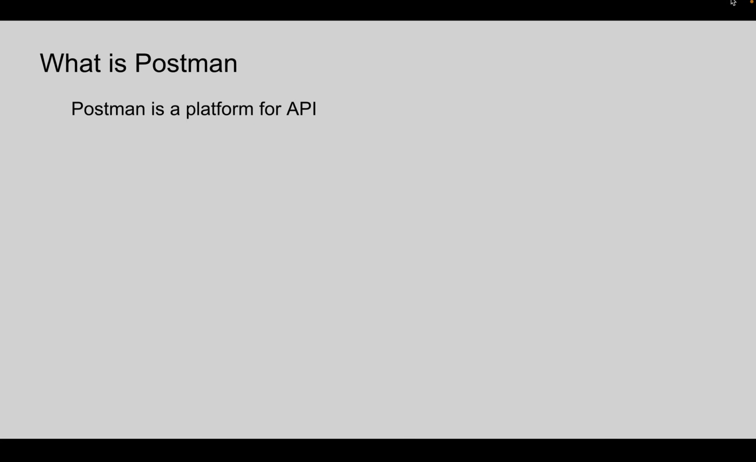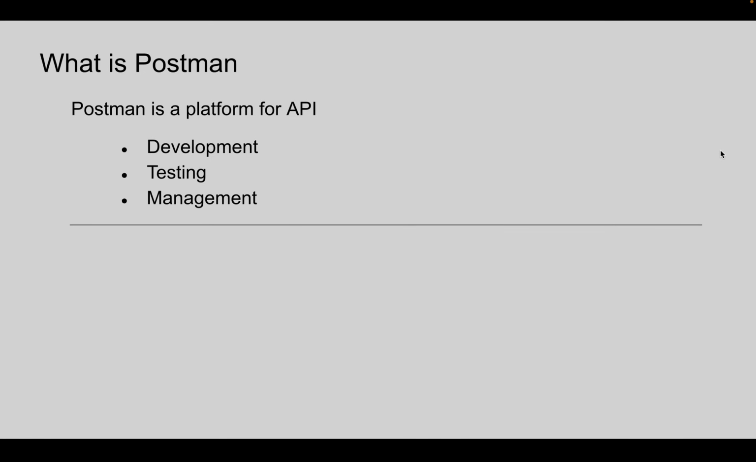So Postman is a platform for APIs, and we can use Postman to create APIs, to test APIs, to manage APIs, to do collaborations on APIs. So everything you want to do with APIs, you can do with Postman. It is a complete platform for APIs.